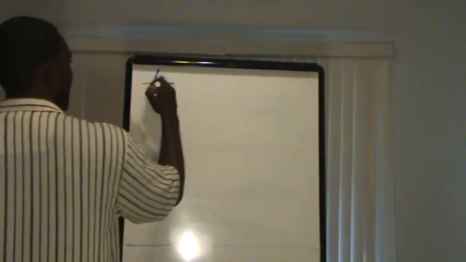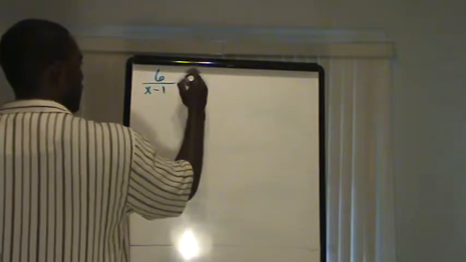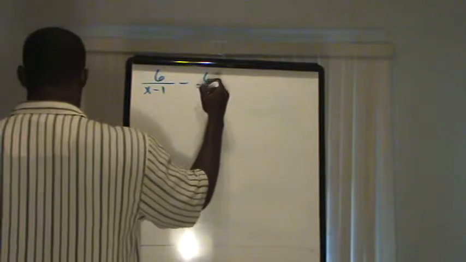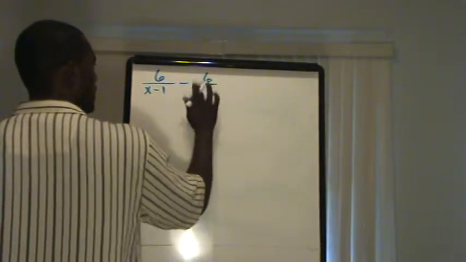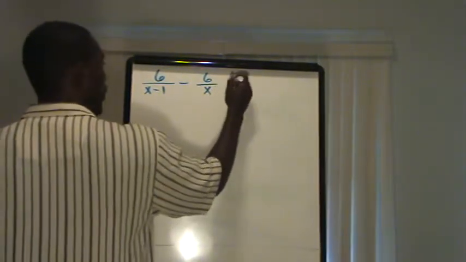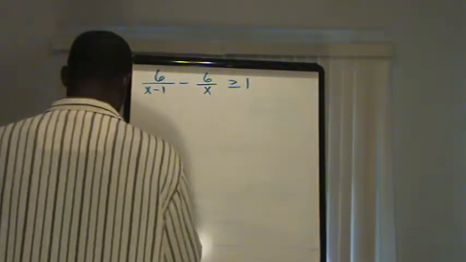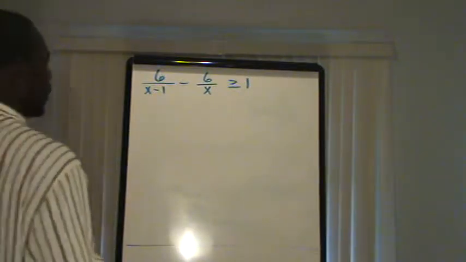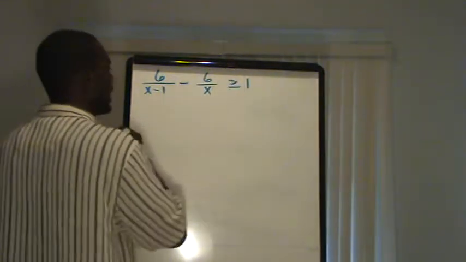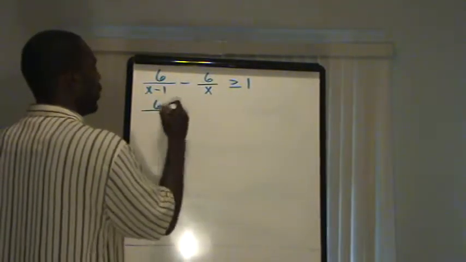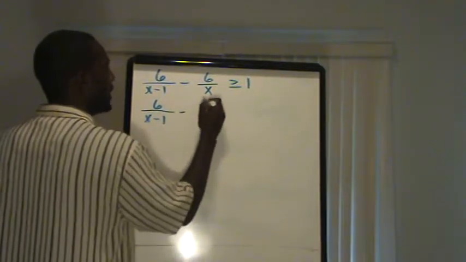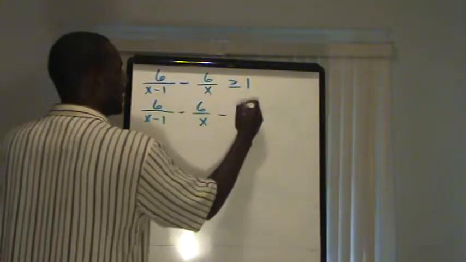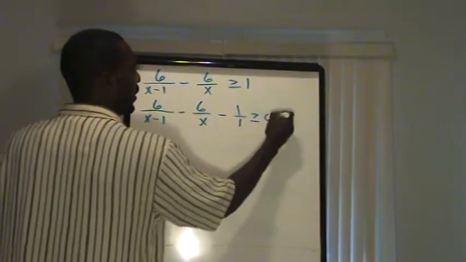Okay. Our next example says 6 divided by x minus 1 is greater than or equal to 6 over x. Excuse me, this is 6 over x minus 1 is greater than or equal to 1. And again, same techniques. We bring our 1 to the left, and we have 6 over x minus 1 minus 6 over x minus 1 over 1 is greater than or equal to 0.